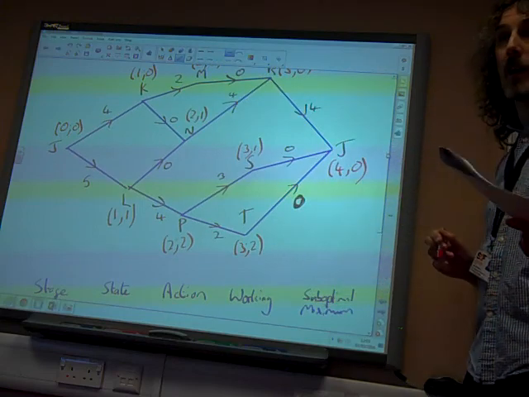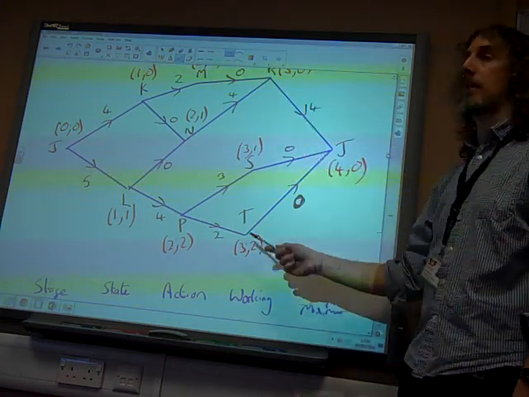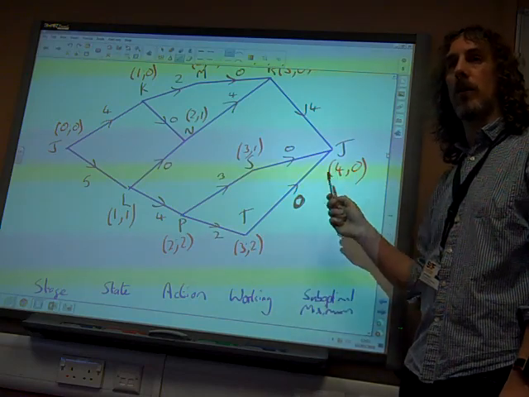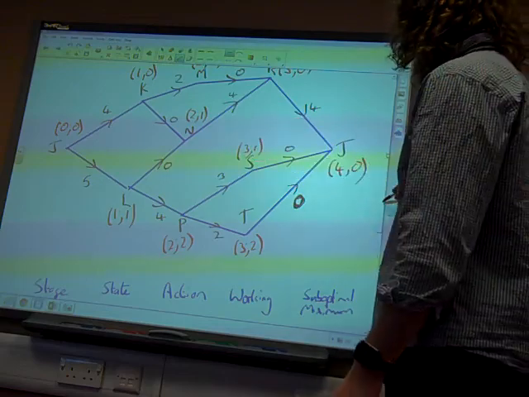So remember, you always start your tableau not with that stage, but you start with the stage that leads you to the final one, so that you've got your first set of actions in there. Our next one is stage 2.